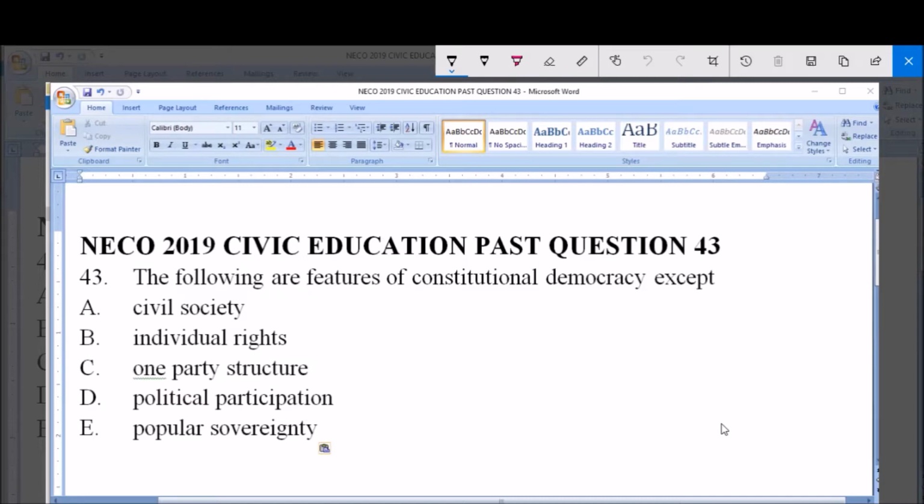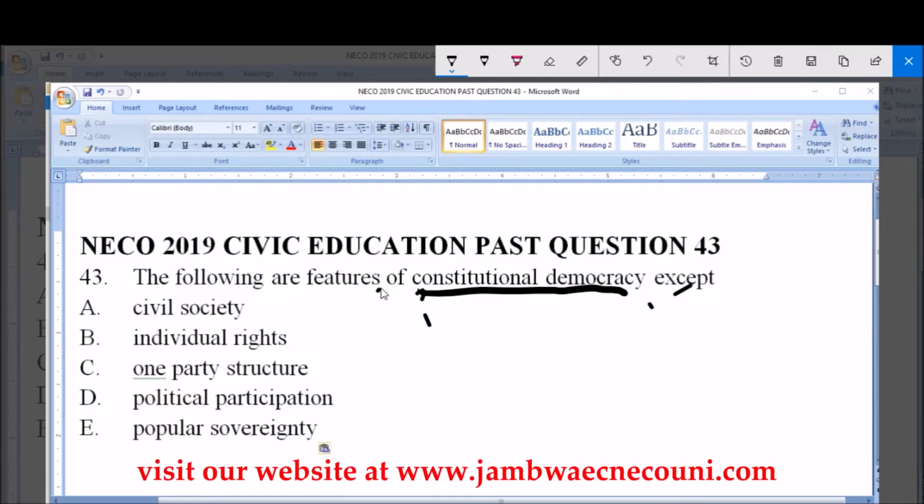Question number 43 says, the following are features of constitutional democracy, except dash. That is, the listed options are features or properties of constitutional democracy, except one.